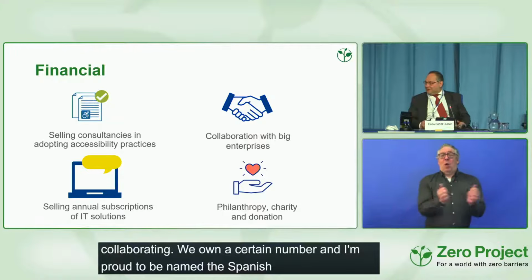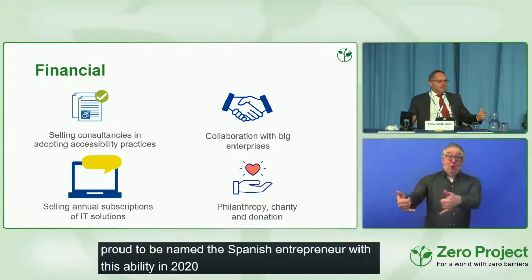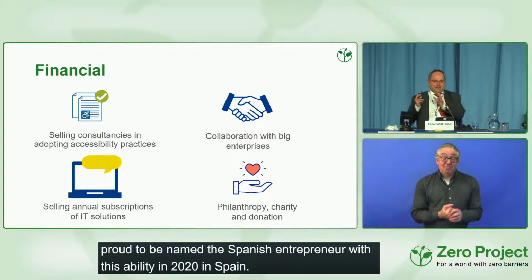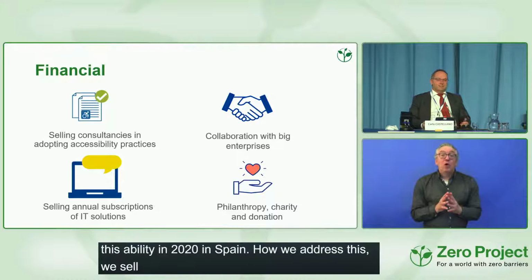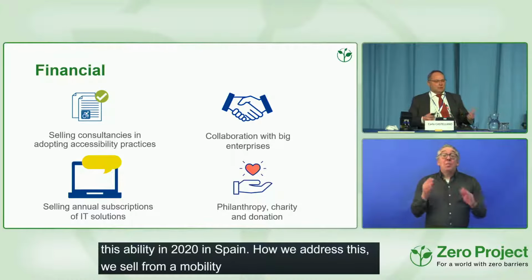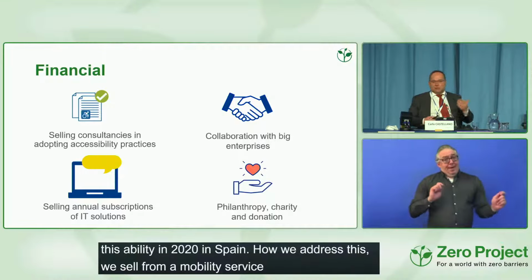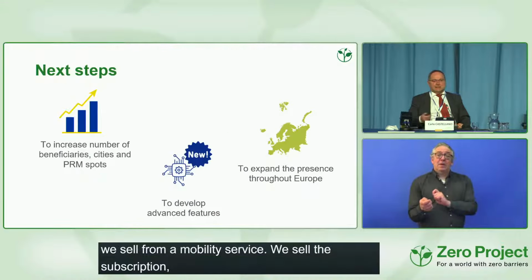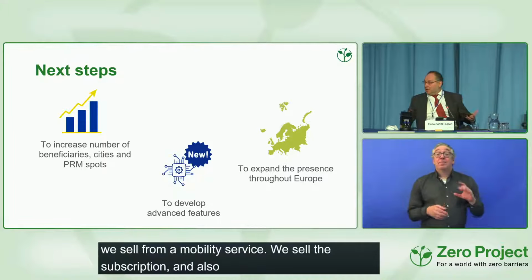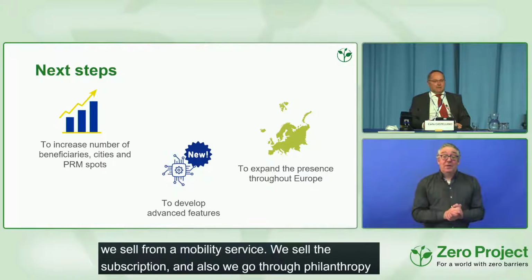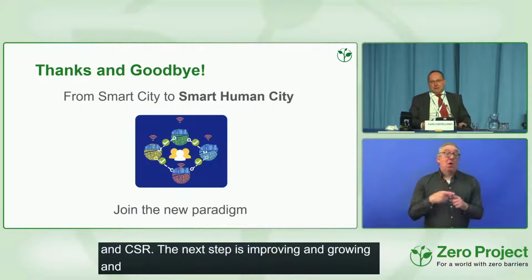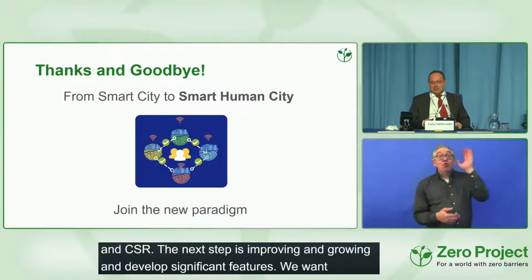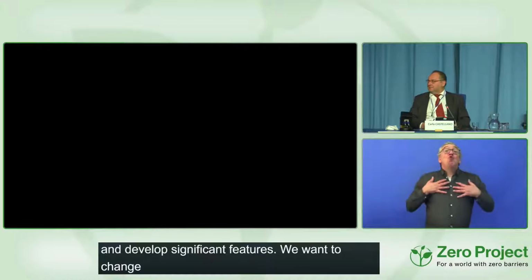How do we address it from a financial point of view? From a mobility as a service paradigm, we sell the subscription, and we also, as an association, go through philanthropy and CSR. And the next step is improving and growing in all of Europe, and also developing significant new features. And we want to change the paradigm from smart city to smart human city. Well, the user is the center of the project, not the city.